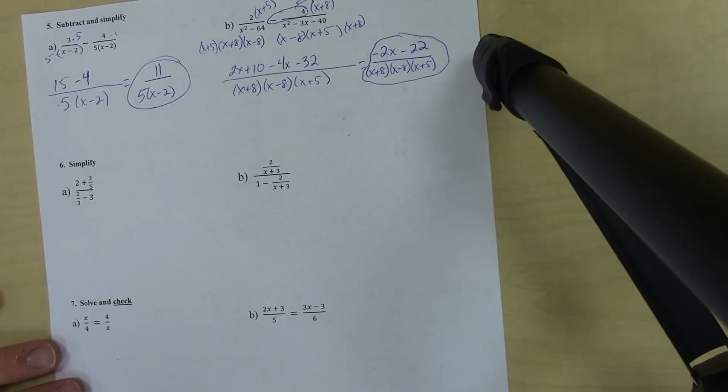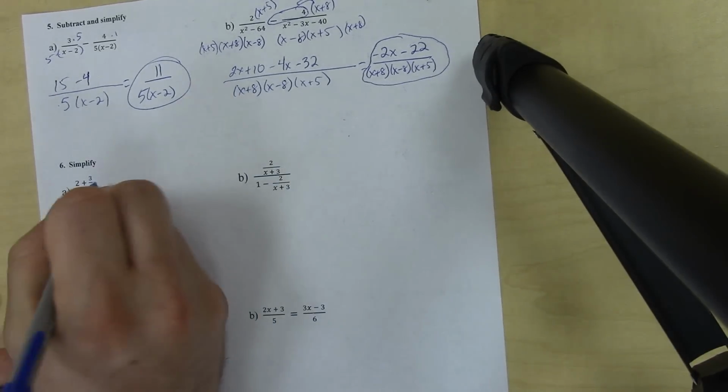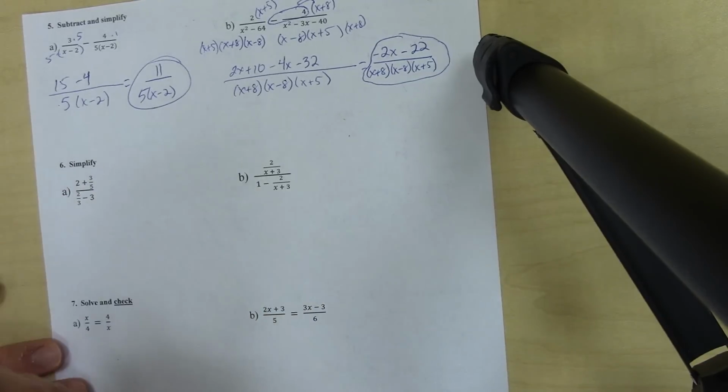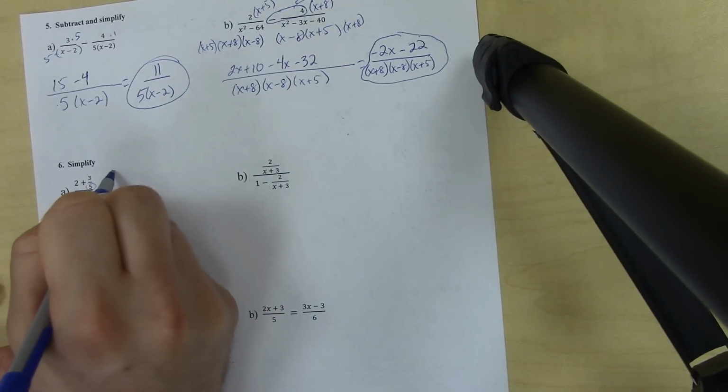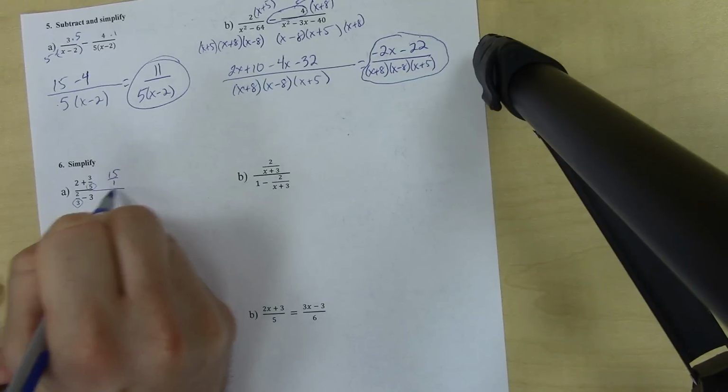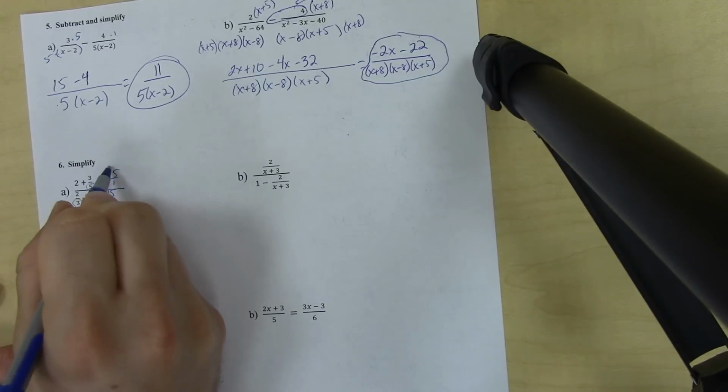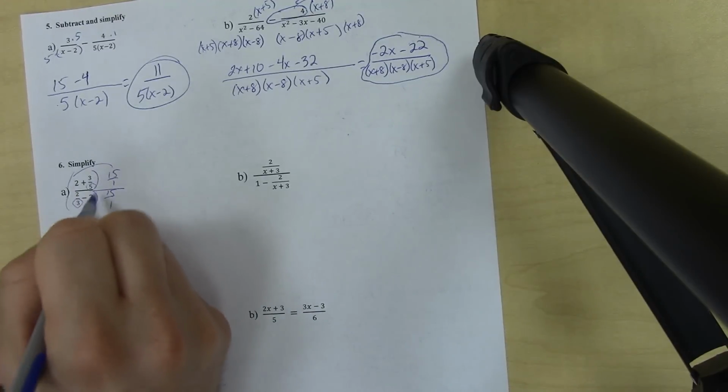When I get to just simplifying these types of problems, what I need to do is times everything by the common denominator. And the common denominator for 5 and 3 is 15. So I'm going to put 15 over 1 on top, I'm going to put 15 over 1 on bottom, and I'm going to distribute that into all of these terms.